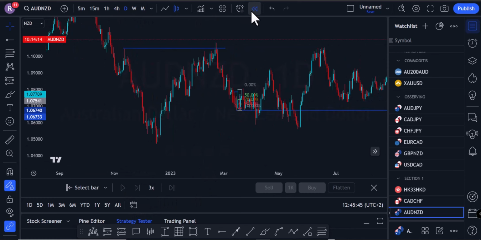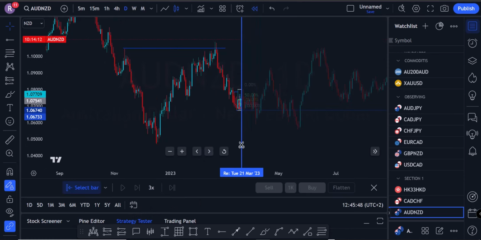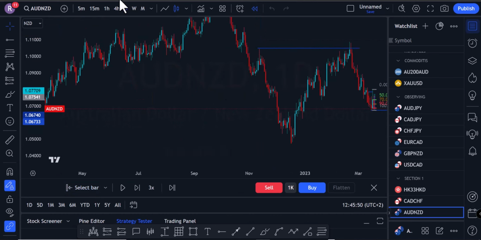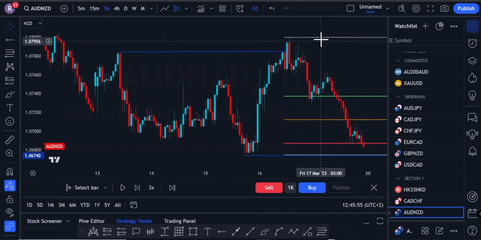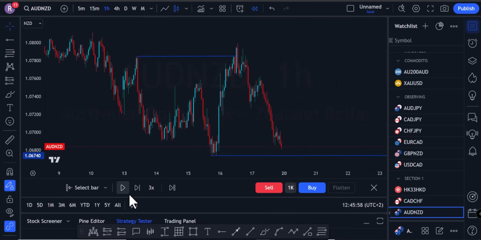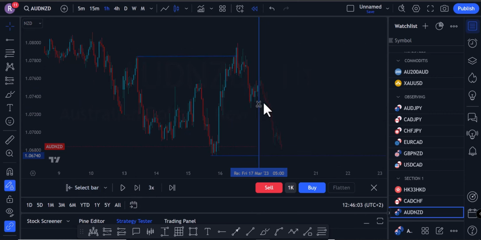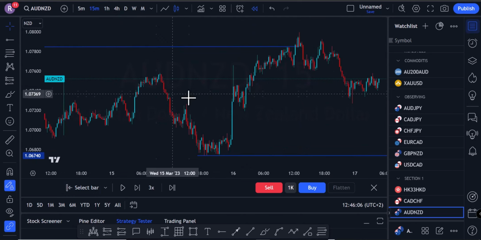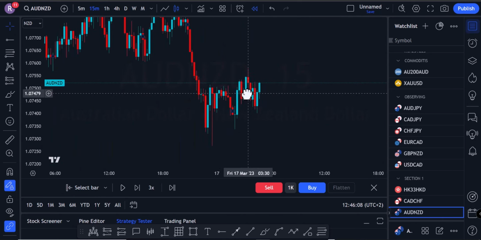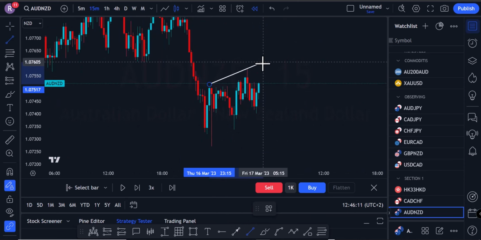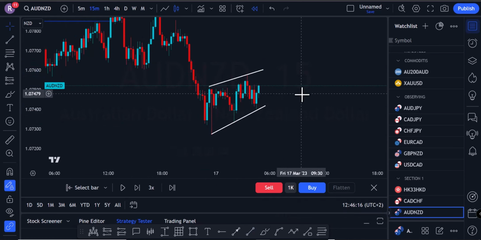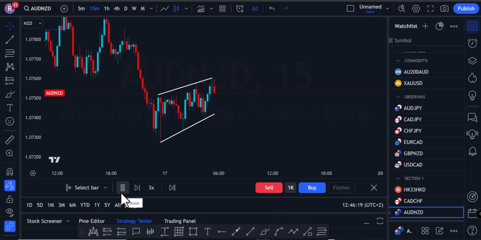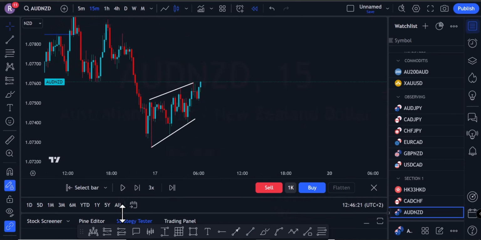Okay, so let's go back in time. Let's go to the 1 hour time frame, and let's go back. Selected bars. Okay, this is going to be where it started. So let's go to the 15 and identify our structure. Okay, so this was just the 1 2 3 touch continuation flag. So yeah, here it is, and then let's play it. So our entry is there.